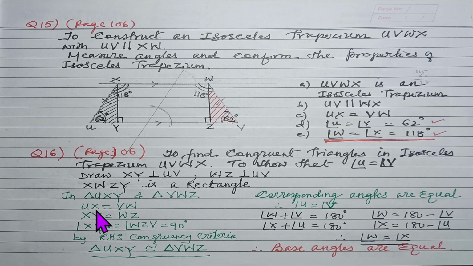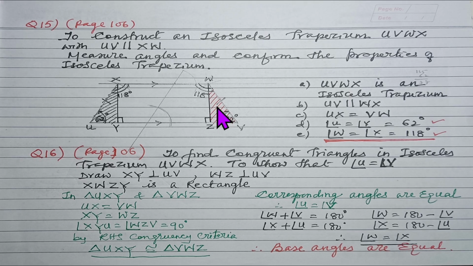Now we get two triangles here, that is XUY and WVZ. Now in these two triangles we know that UX and VW are equal, therefore one side is equal, and also we know that XY and WZ are equal because they are the perpendicular distance between two parallel sides, and also we have the angles XYU and WZV as 90 degrees because we have drawn XY perpendicular and WZ perpendicular to UV. So by RHS congruency these two triangles are congruent.